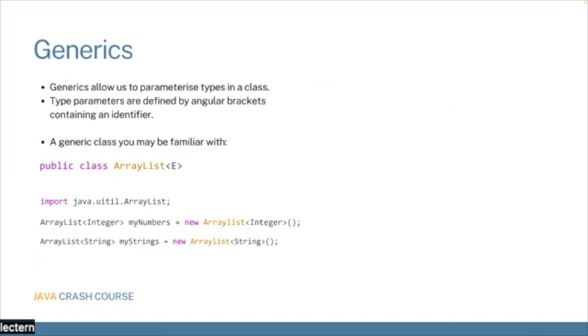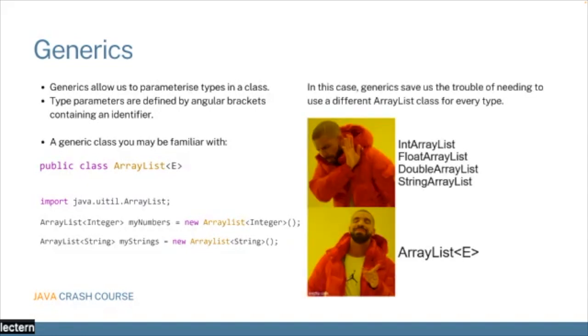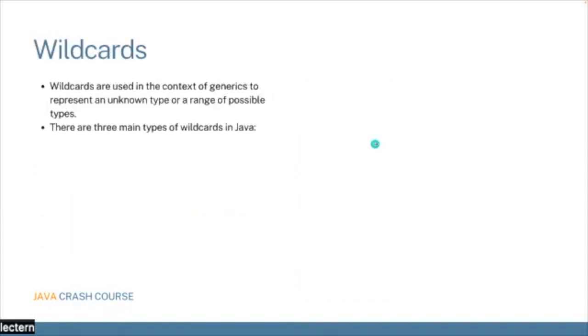Here's a generic class that you may already be familiar with. It's the ArrayList one, and you've probably used it before. That E is the parameter. In this first line, I create an ArrayList of integers or an ArrayList of strings. It saves us the trouble of needing to use a different class for every type we want. We just use an ArrayList and we can create that for any type, versus creating different ones all the time.